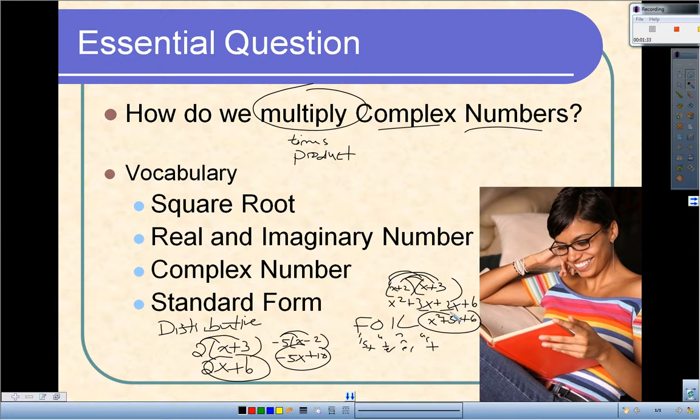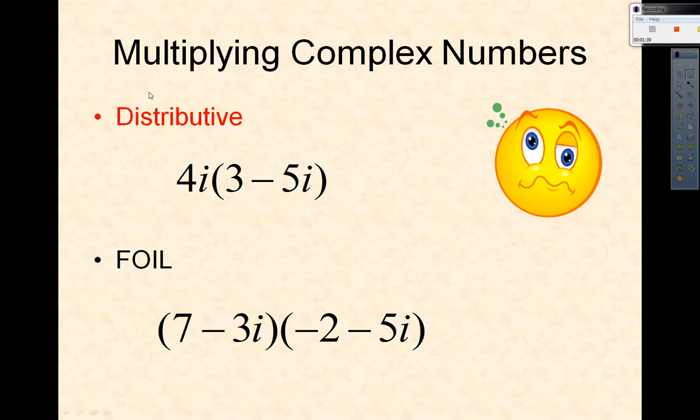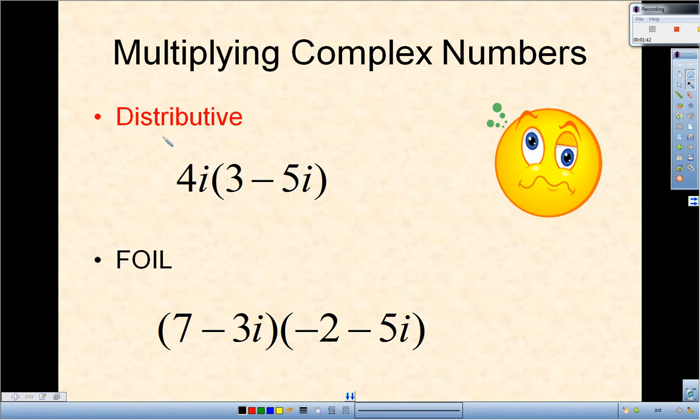So with that being said, there are two things we have to look out for whenever we're multiplying complex numbers, and that is the distributive property as well as FOIL. Let's take a look at the distributive property first.